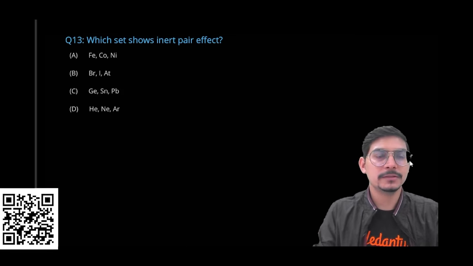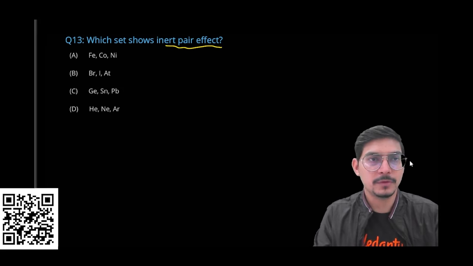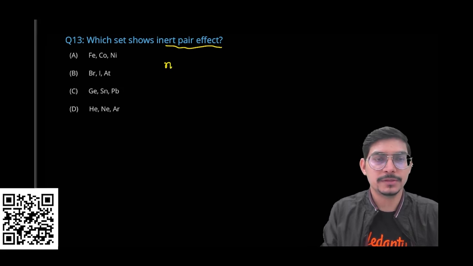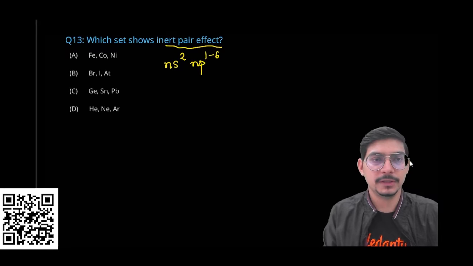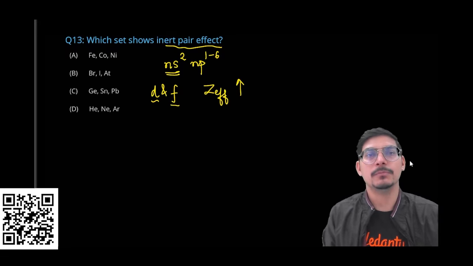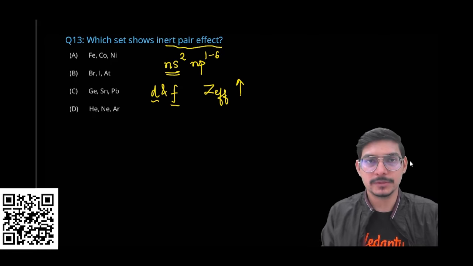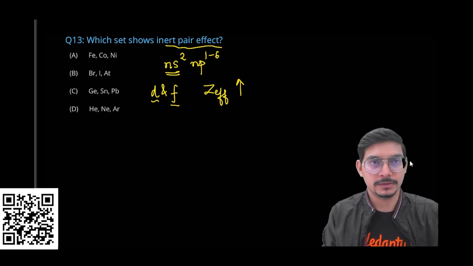Hi everyone. In this question, we have to find out the set that shows inert pair effect. So inert pair effect we observe in p block elements which have the general outer electronic configuration ns2 np1 to 6. So just before p block we have the filling of d and f orbitals which offer poor shielding effect, because of which effective nuclear charge increases and the valence shell s electron pair becomes more tightly bound. As a result, the tendency of this s electron pair in p block elements to participate in chemical reactions decreases. As a result, the oxidation state also decreases by 2.